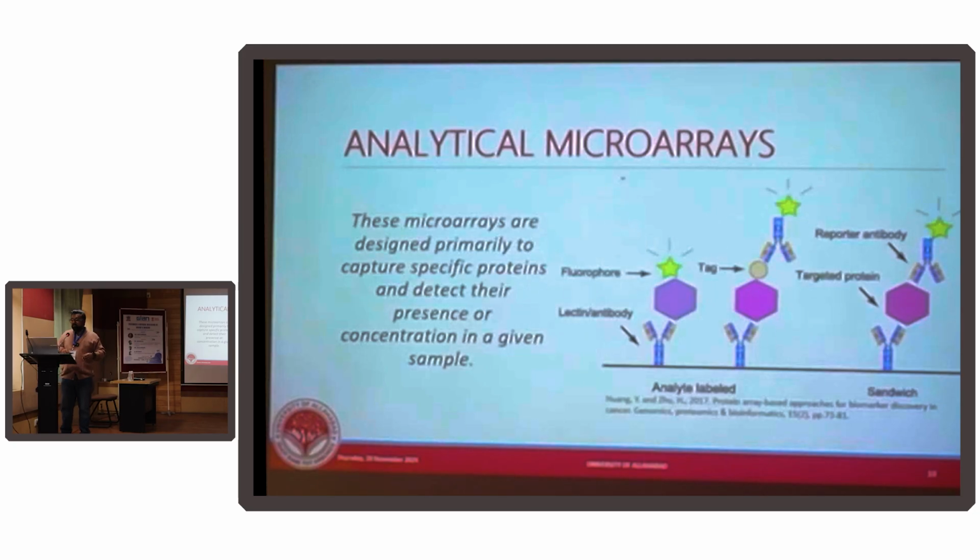So what they do is, if you have an analyte labeled, so this is the antibody, and this is the fluorophore. Now, these are the reporter antibodies, and this hexagon is the target protein. Now, this target protein will bind to it, and the concept of this assay is what? That if the target protein is binding, then it would not allow the reporter antibody to bind. So a binding event will be distinguished by the loss of signal.